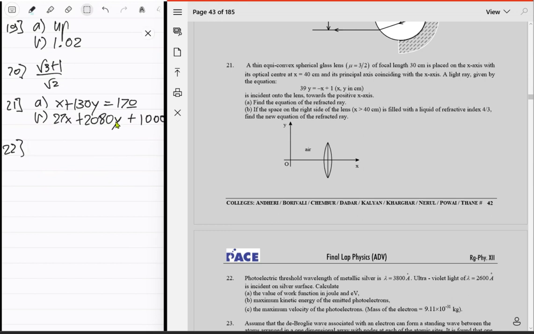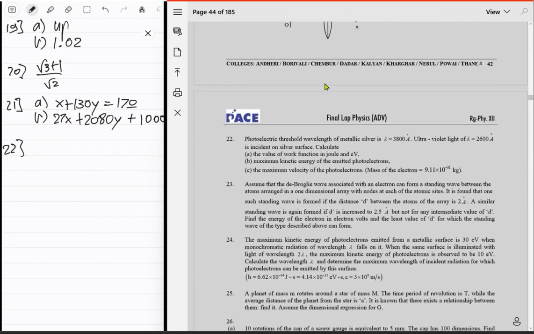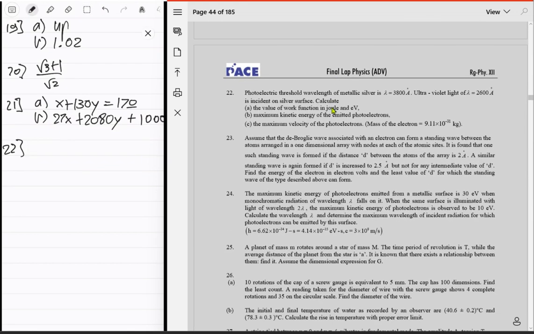Next question, 22. Question 22: the photoelectric threshold wavelength of metallic silver is this value. Ultraviolet light of this wavelength is incident on the silver surface. Calculate the photoelectric threshold wavelength of the metallic surface, lambda. Okay? So it's like lambda threshold. Find the value of the work function in joules and electron volts.